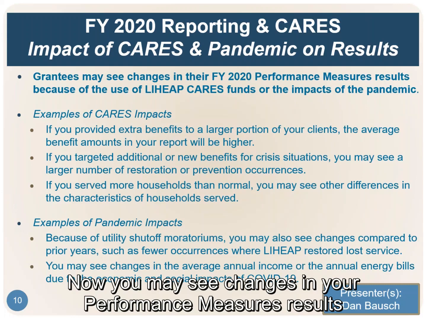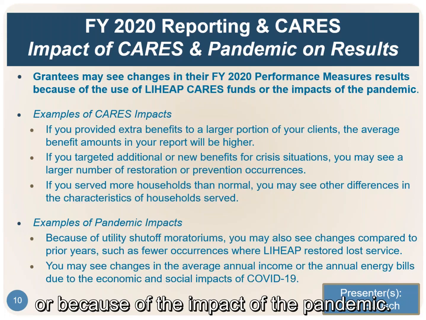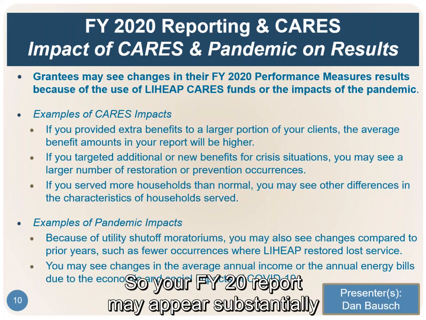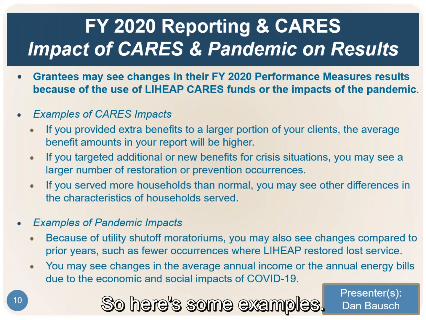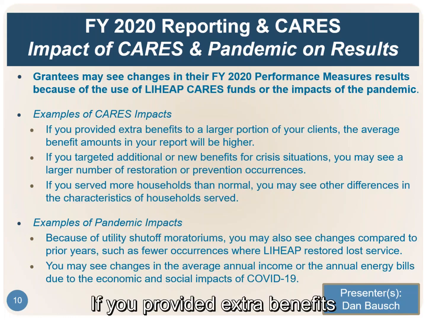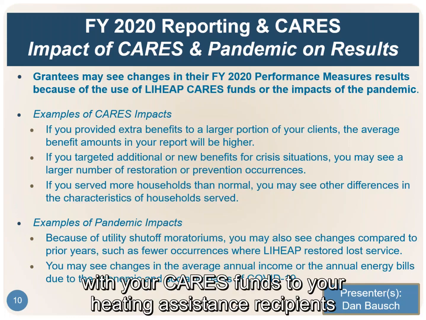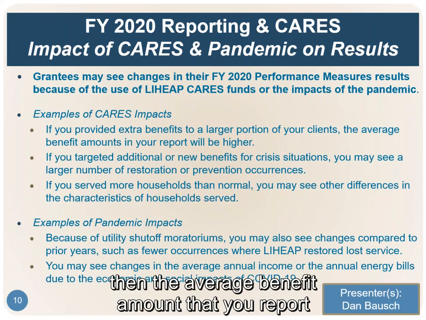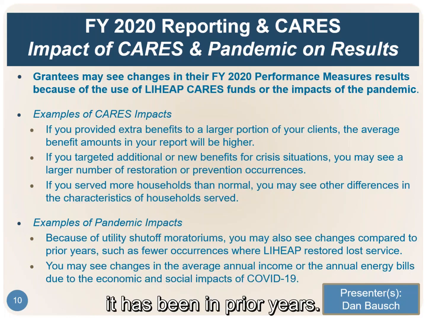Now, you may see changes in your FY20 performance measures results because of how you use the LIHEAP CARES funds or because of the impact of the pandemic. So your FY20 report may appear substantially or somewhat different from your FY19 or your prior year reports. So here are some examples. If you provided extra benefits to a large portion of your clients, for example, you issued supplemental benefits with your CARES funds to your heating assistance recipients, then the average benefit amount that you report in Section 5 of Module 2 will be higher than it has been in prior years.